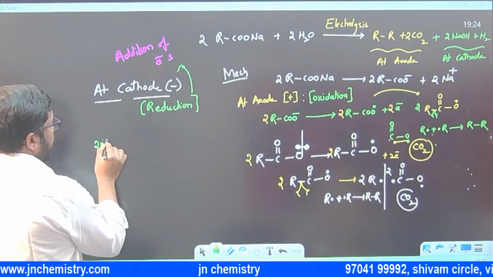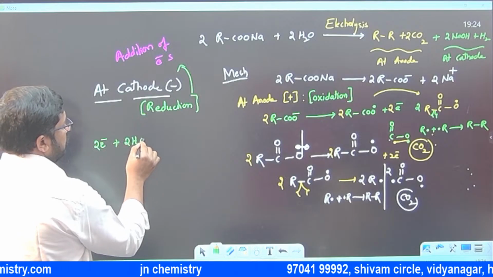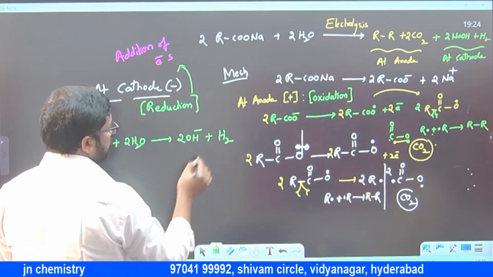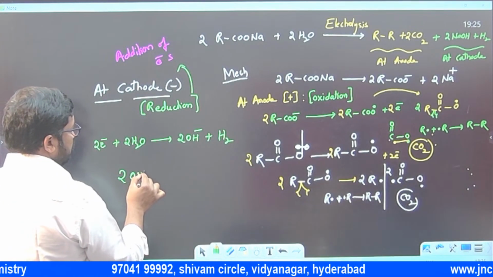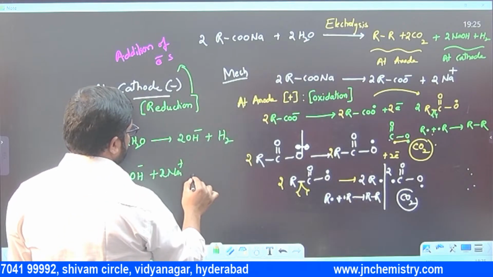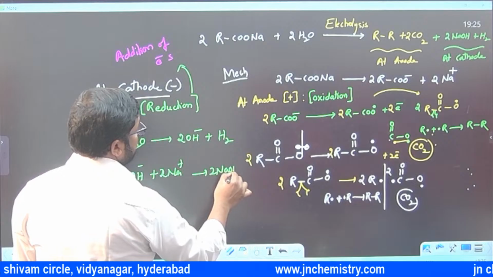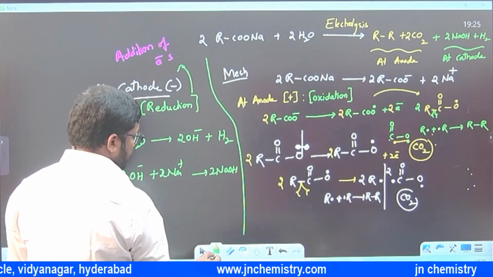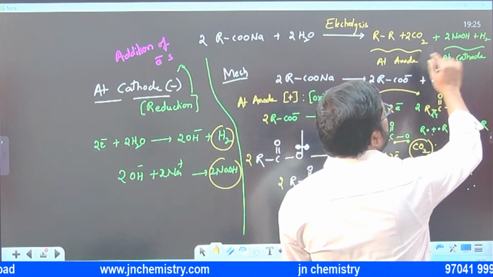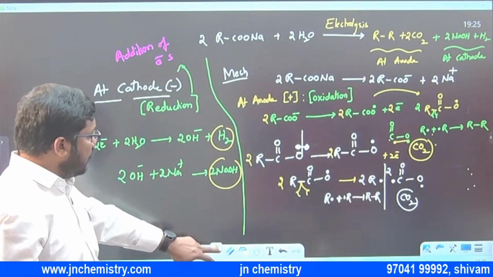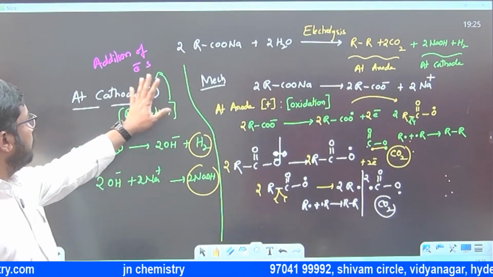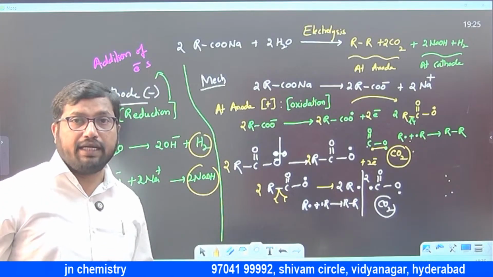2 electrons we are adding to 2 moles of water, we'll get 2 OH minus plus hydrogen gas. This 2 OH minus will react with 2 Na plus, you get 2 NaOH. So at the cathode which products are forming? Hydrogen as well as NaOH. 2 moles of NaOH and hydrogen at the cathodic reaction. The cathodic reaction is not that important, but write it down, right? Anodic and cathodic, what exactly is happening? This is a clear-cut mechanism.